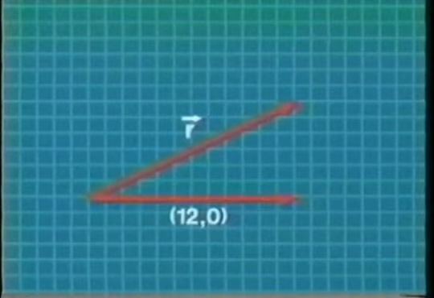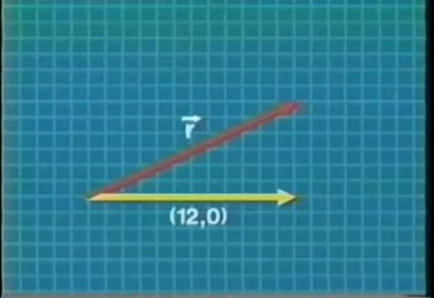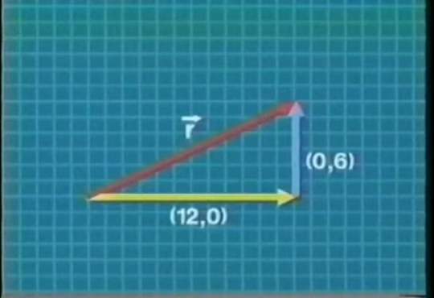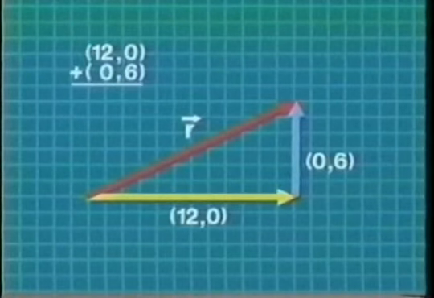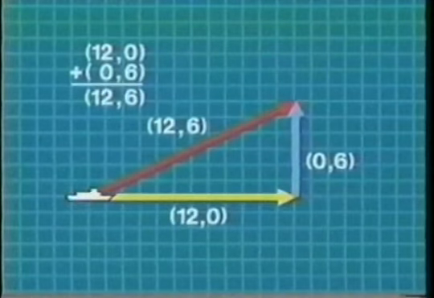Taking this one step further, each component can be described by its own ordered pair. The east or horizontal component is described by ordered pair 12, 0, 12 over and none up. The north or vertical component is 0, 6, none over and 6 up. If we add the ordered pairs 12, 0 and 0, 6, the sum 12, 6 is the ordered pair that describes the resultant. Now we know what went wrong.